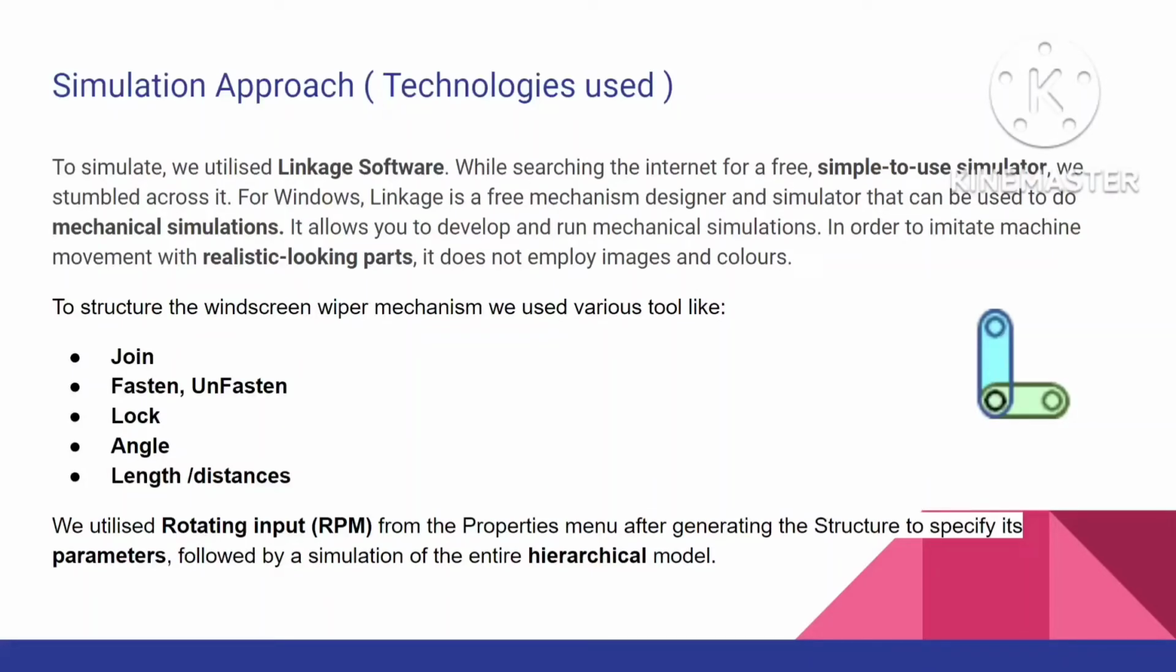So, we used Linkage open web simulation software for the simulation portion. It enables us to create and execute mechanical simulations using elements that have highly realistic appearances. Various tools, including join, fasten, and lock angle, may be used to design the structure of the mechanism. And we utilized rotating input RPM from the properties menu to describe the parameters of the mechanism.